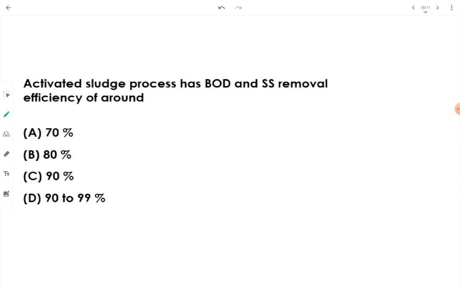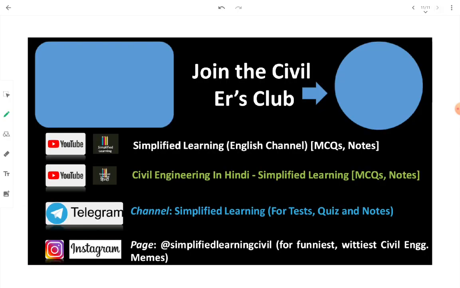Then the activated sludge process, ASP, has a BOD and SS removal efficiency of about 90%. The BOD and suspended solids removal efficiency of ASP is 90%. Remember it. So that was all regarding ASP.